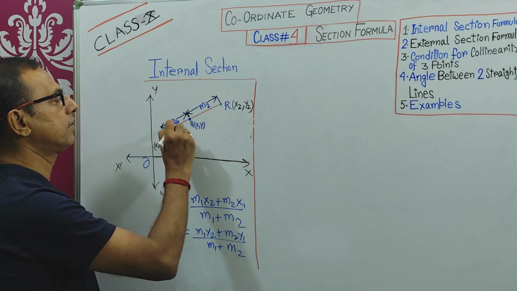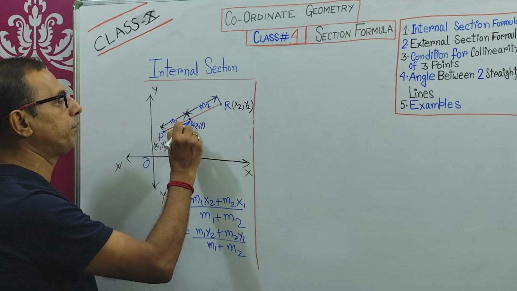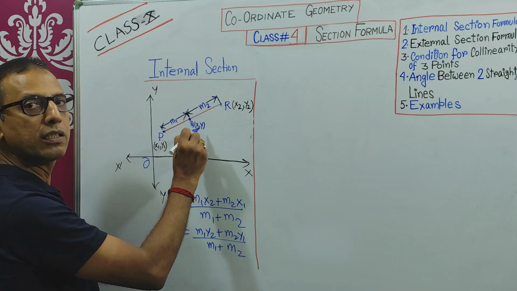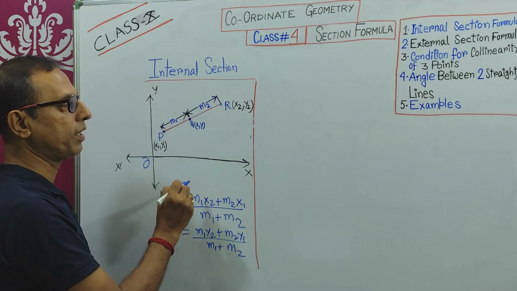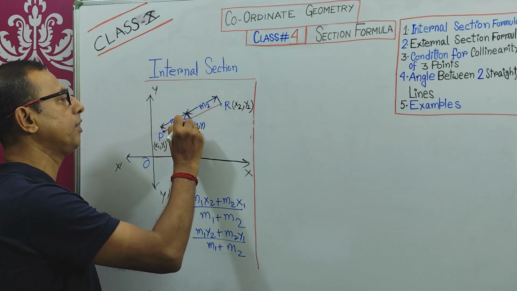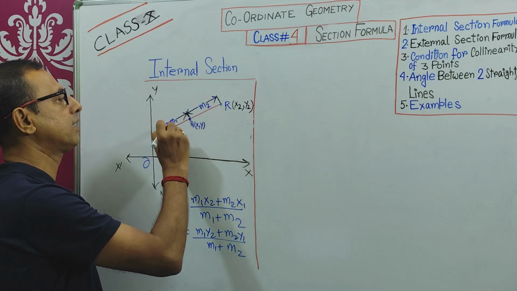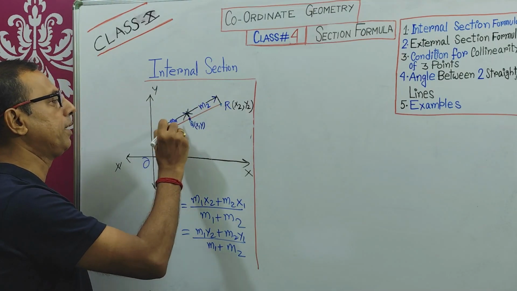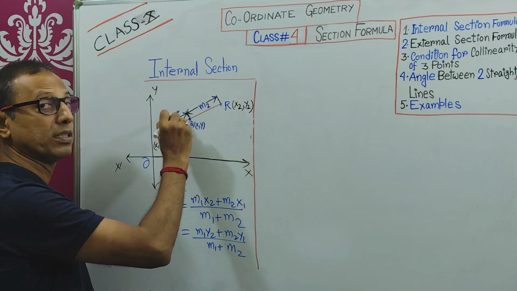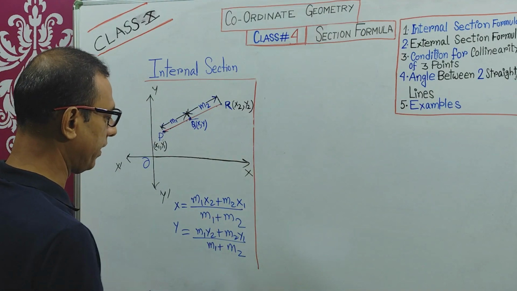In between, this PR is divided by point Q, whose coordinate I have assumed to be xy, right? Now you need to find xy, and here PQ is to QR, that is M1 is to M2. So that is how I have represented it graphically here. PQ is M1, QR is M2. Now the formula you already know.